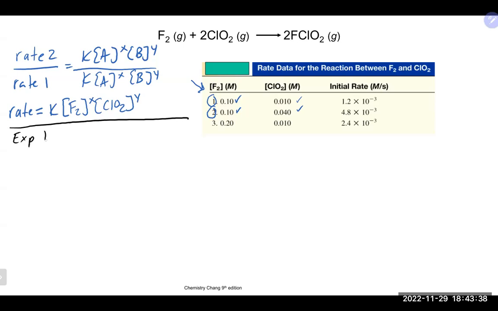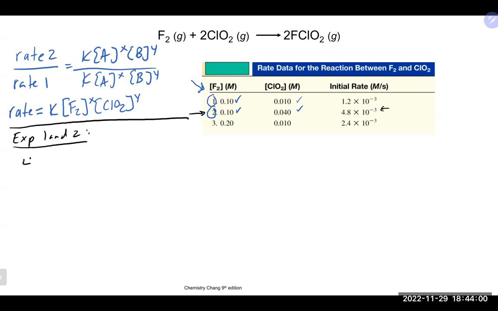So taking experiments 1 and 2 here, I am personally going to put the larger one up on top. That usually will give you nicer whole numbers. You don't have to do that, you'll just get some decimals, but you could use the larger number up on top. So I'm going to take everything from number 2 and put it up on top.